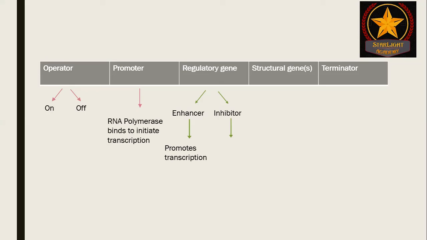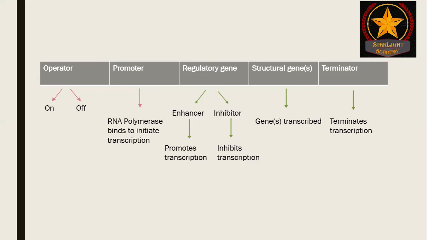Inhibitor, on the other hand, when transcribed and translated, results in the production of a repressor protein. This repressor protein goes and binds to the operator region, switching it off, thereby inhibiting the transcription of the structural genes. Now, the structural gene may be one or more than one, and these are the actual genes which are transcribed in an operon. Terminator, as in a transcription unit, terminates transcription.